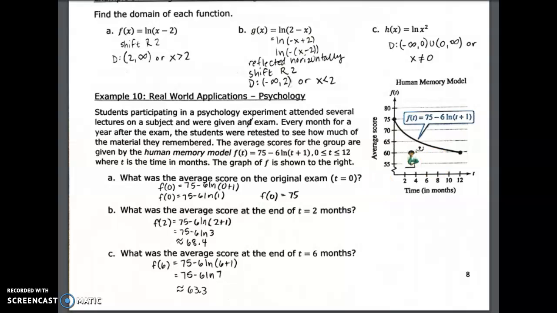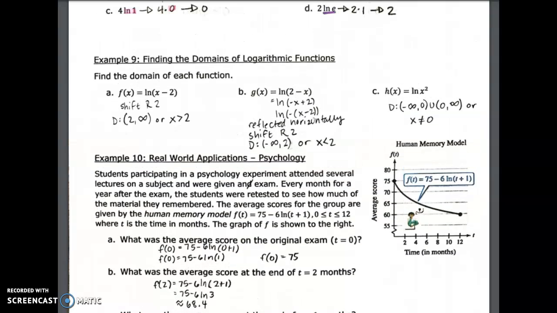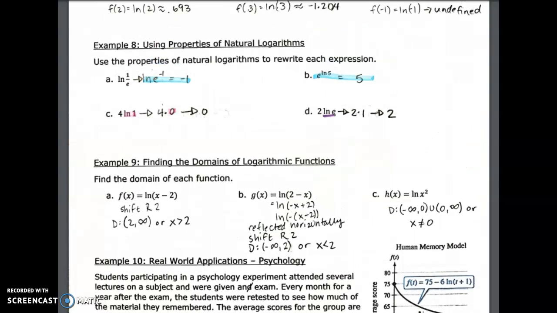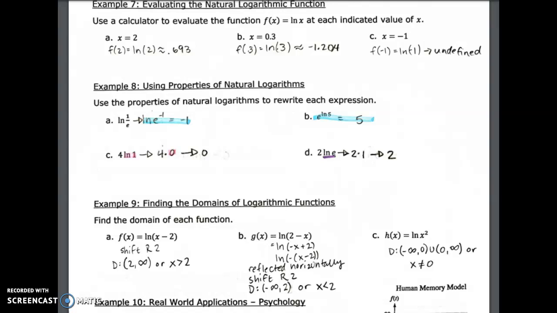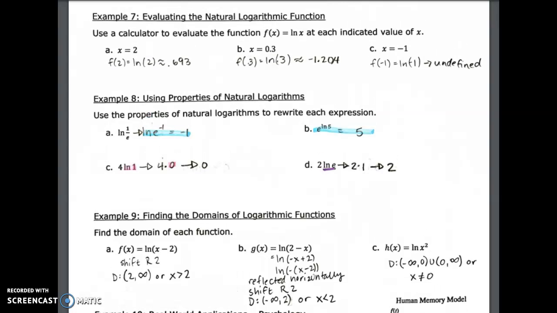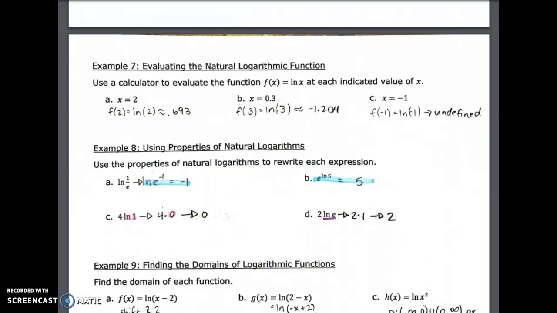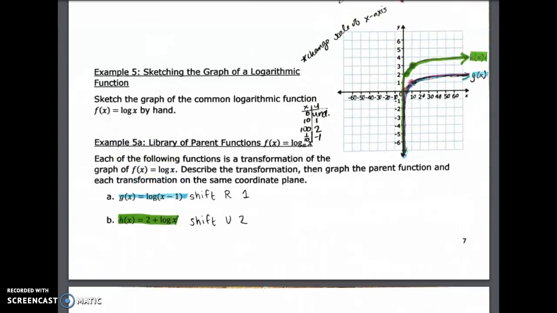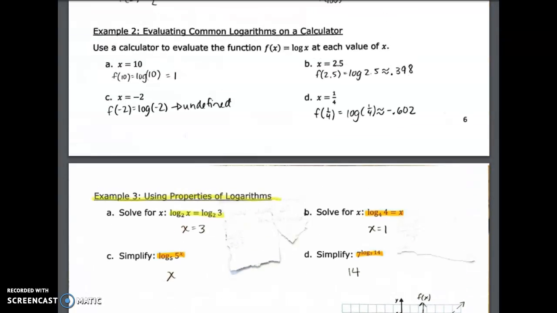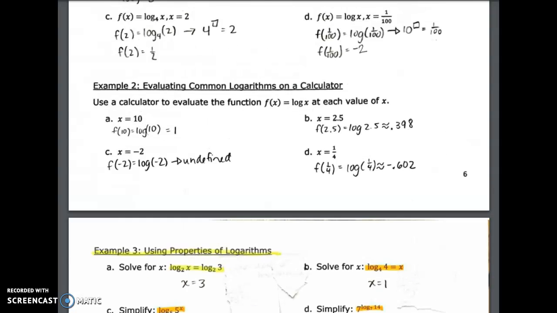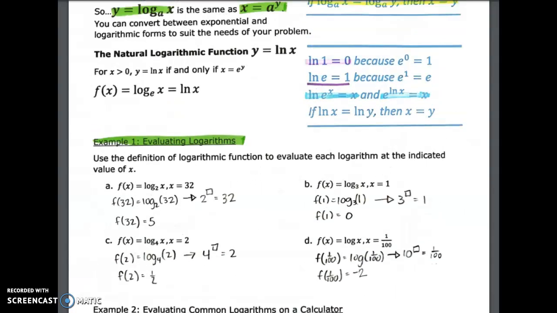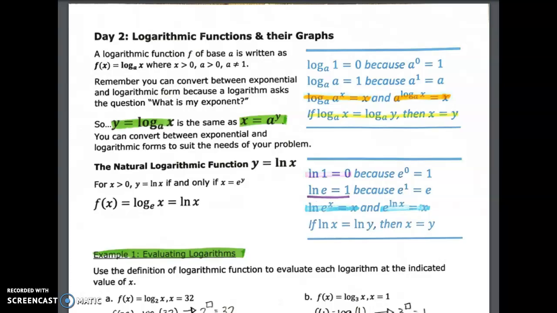So what I'd like you to be able to do is graph logarithmic and natural log functions given different bases. I'd like you to be able to transform the graphs, and I'd like you to be able to evaluate natural logs, either by converting into exponentials or by using different properties or your calculator. And if you can do those things, you should feel very comfortable with this section of information.